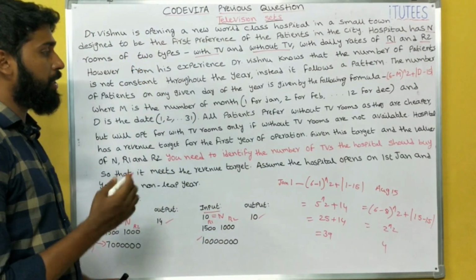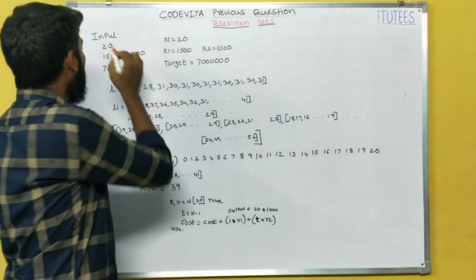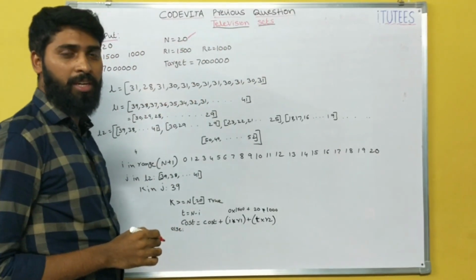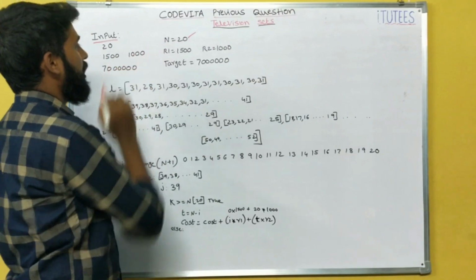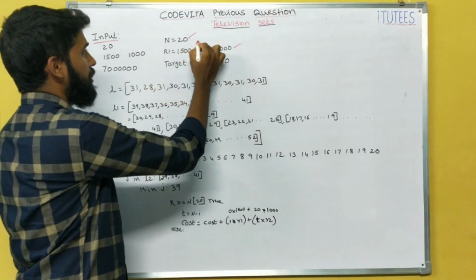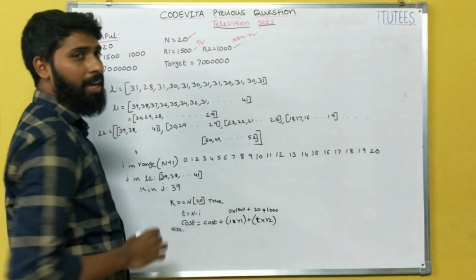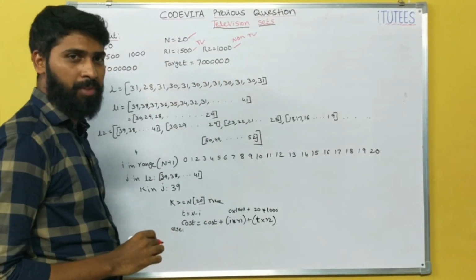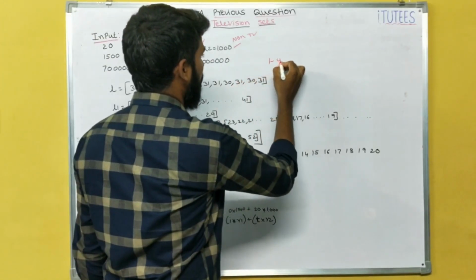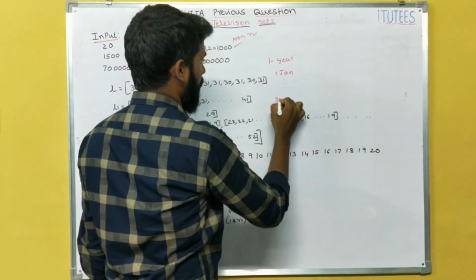Now we can see how we can solve this problem. This is the sample input. 20 we consider as n. 1500 is R1 and 1000 is R2, that means TV and non-TV rooms. The target is 70 lakhs. We are going to calculate for 1 year, that means 1st Jan to 31st December.